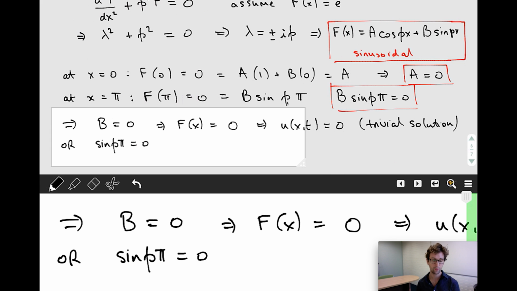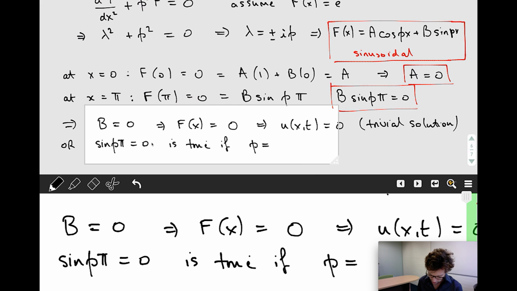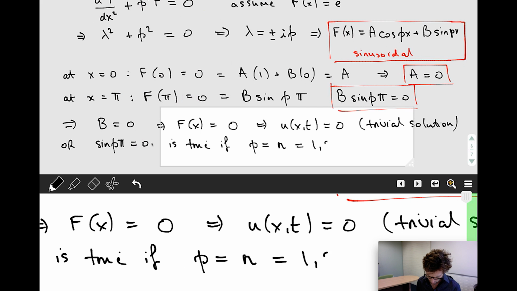Now remember, p can't be equal to 0, so that means that I need to think about what possible values I could put in for p there to guarantee that I get 0. Well, we know that sine of any integer multiple of pi is equal to 0. So this will be satisfied, or is true, if p is equal to any integer, 1, 2, 3, 4, 5, any integer at all. So we're going to say let p equal n, where n is a number 1, 2, 3, and so on. So it's one of the counting numbers.